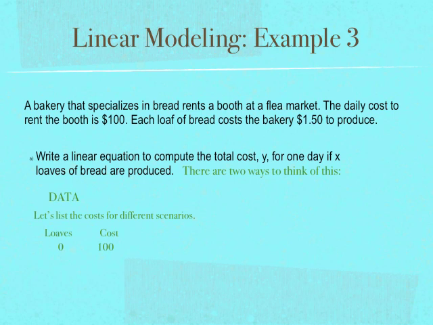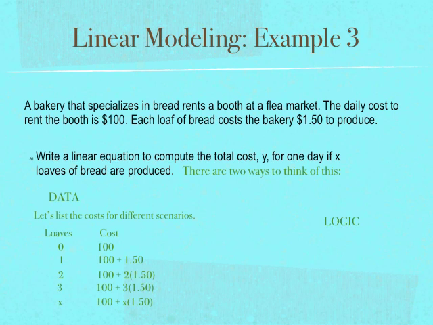If I have 0 loaves of bread, then it's $100. If I sell 1 loaf of bread, it costs me $100 to rent the booth, and then it costs me $1.50 to make that bread. So it's $101.50, but I want to write it this way for a very specific reason. $101.50 doesn't help me see the pattern, but this will. If I sell 2 loaves of bread, I spend $100 for the booth, and then I spend $1.50 twice for the loaves of bread. If I sell 3 loaves of bread, then I pay for the booth and I pay for 3 loaves of bread. If I sell x loaves of bread, I pay for the booth, and then I pay $1.50 for each of the x loaves of bread.